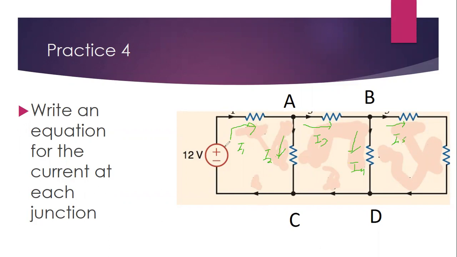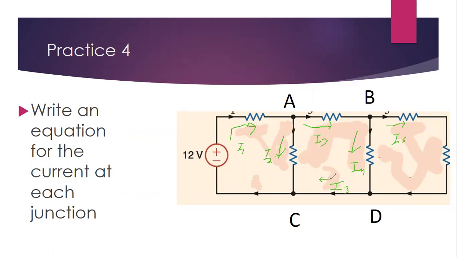Okay, so I1 left the battery, hits A. It splits into 2 currents, I2 and I3, right? Then it gets to B. I3 splits again into I4 and I5. So now we're going to go back around. Okay, at D, I5 heads back into D, but so does I4. So what would be going this way? We would call this I3.